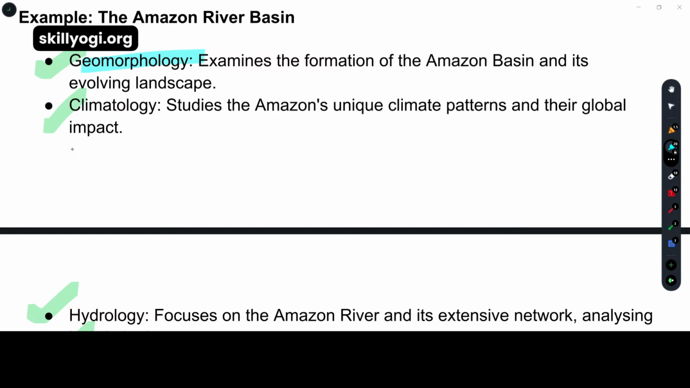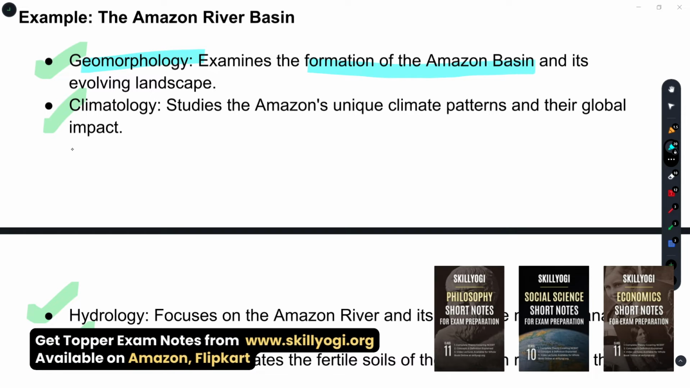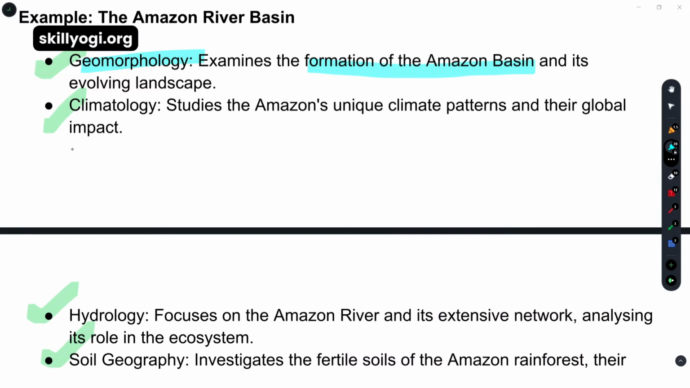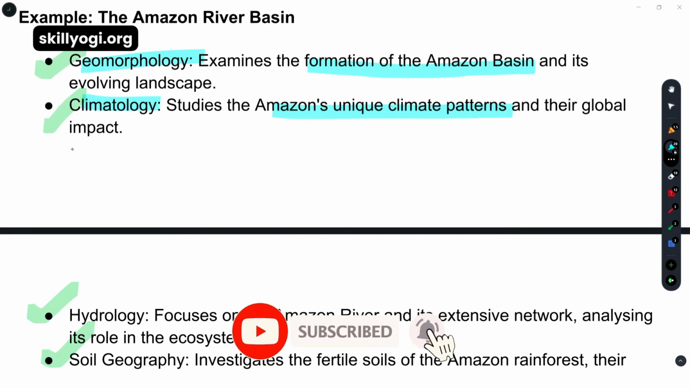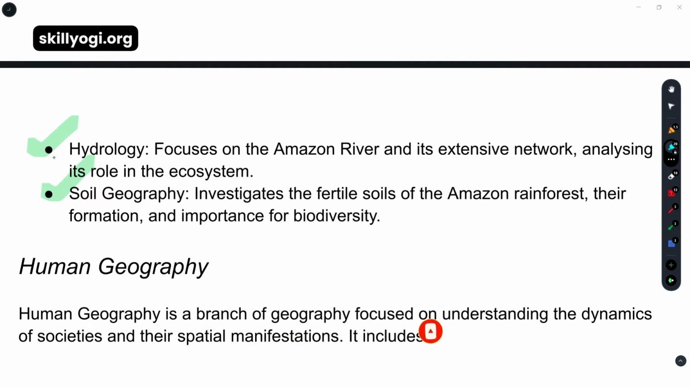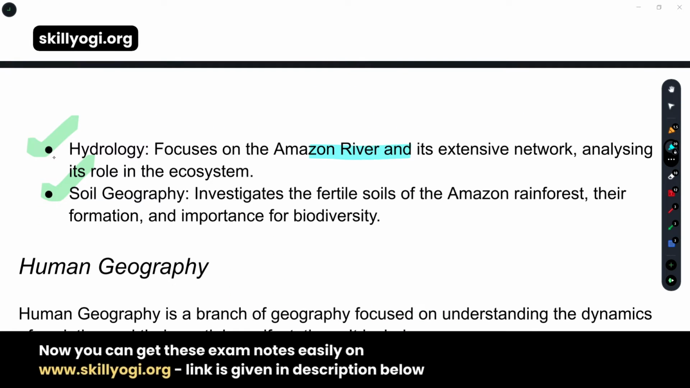It examines the formation of the Amazon basin, because it's a water-related area and also a forest area. There we can also have the history of the evolution of the landscapes. Now climatology studies the Amazon's unique climatic patterns and their global impact. Hydrology focuses on the Amazon rivers and their extensive network, analyzing their role in the ecosystem.